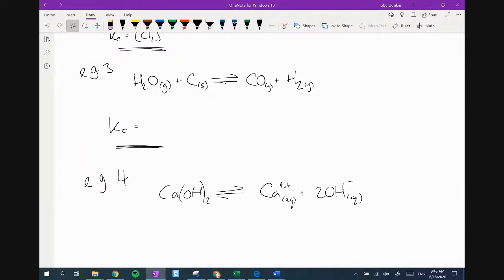Nice. Mr. Duncan, just to clarify, we can use Kc with moles instead as well, which would allow us to include non-gases in Kc.